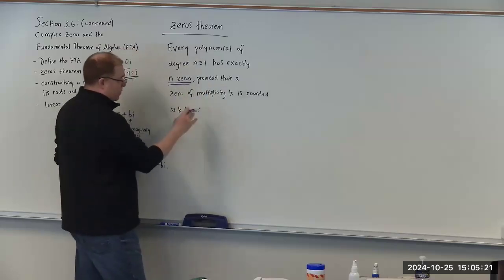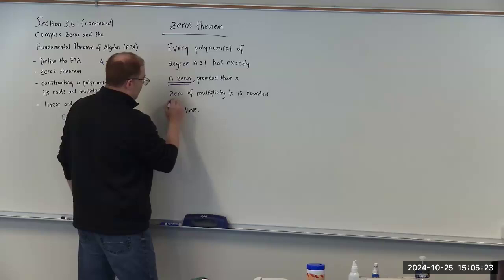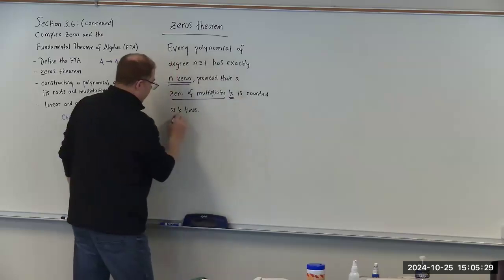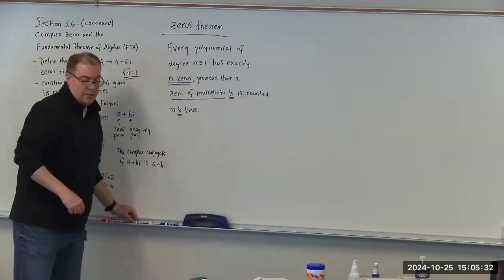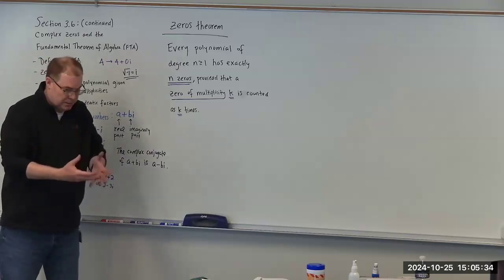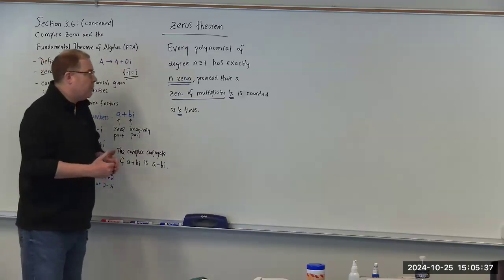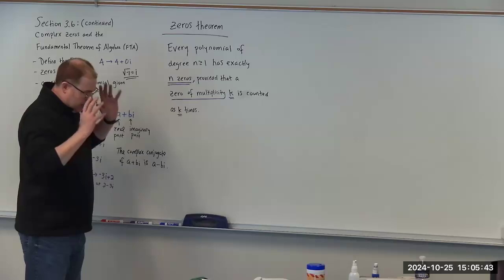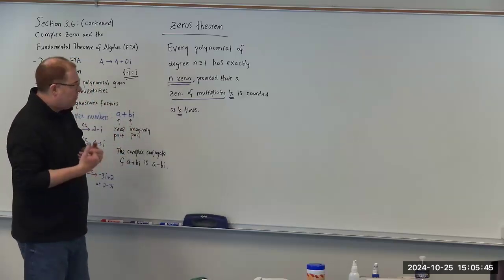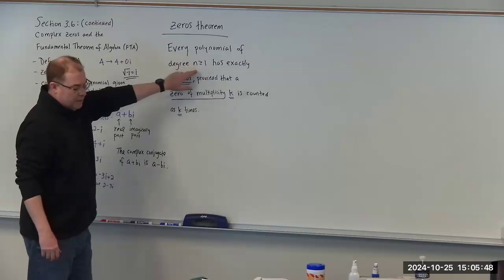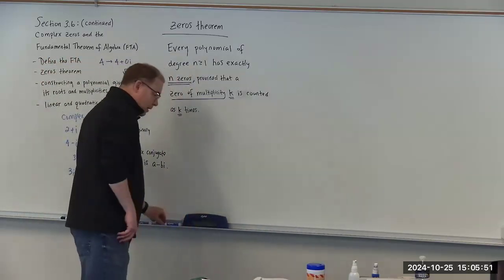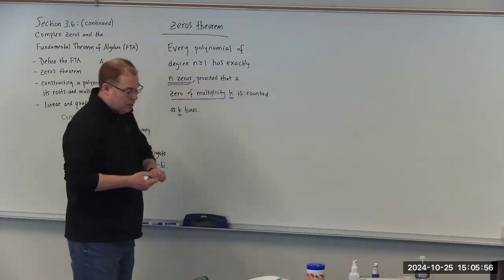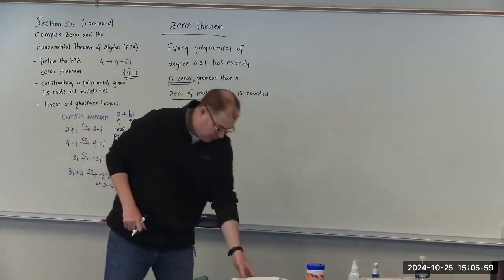Provided that a zero of multiplicity k is counted k times. So if we count the multiplicity for each zero, then that total is going to be equal to n. So here's an example, and we can illustrate this by finding the zeros of a polynomial here.